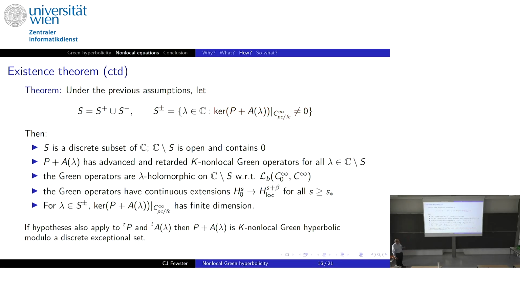So, and obviously, if the hypotheses not only apply to P and A, but also to their formal duals, then we get green operators for this operator and its formal dual, so we have green hyperbolicity, except on a discrete set.